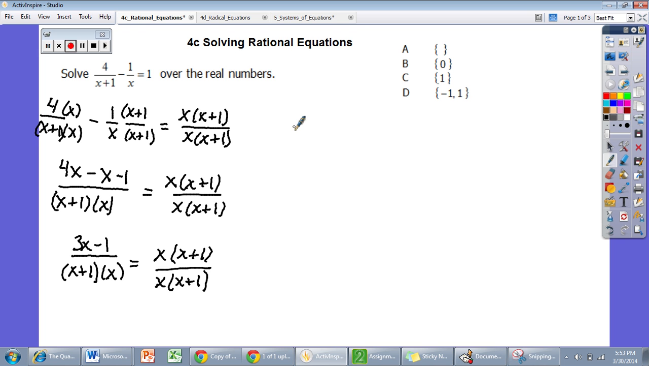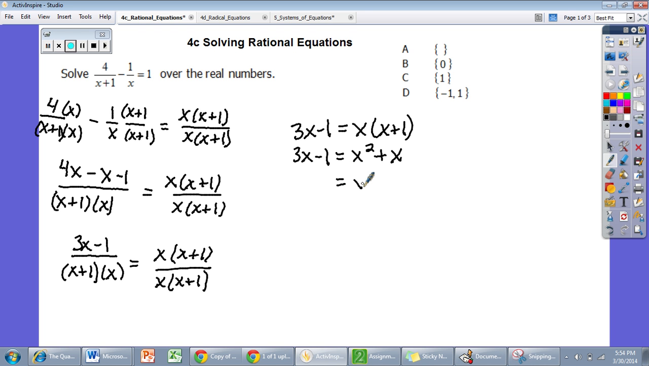So I'm going to set it up as 3x minus 1 is equal to x times x plus 1. If I didn't have like denominators here, I would cross multiply this times this and this times this, and then I would solve from there. So 3x minus 1 equals x squared plus x when I distribute that x. Now it's solving by factoring, so I want to get everything over to one side.